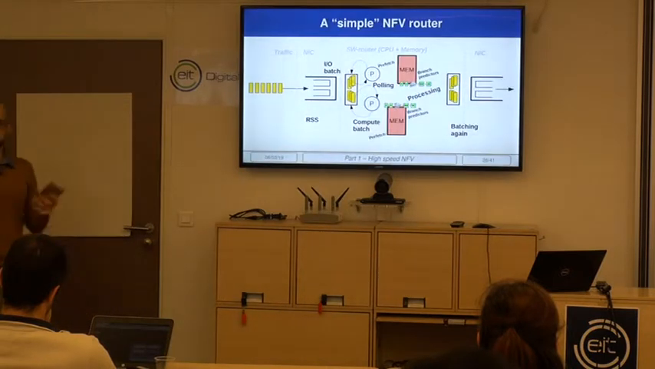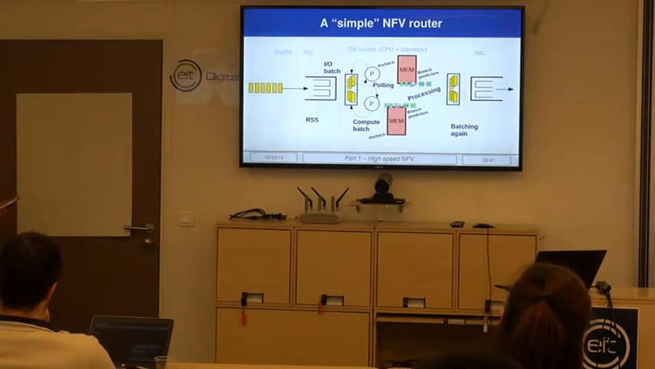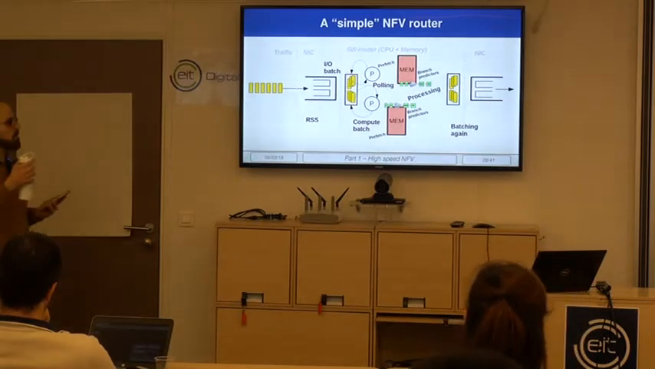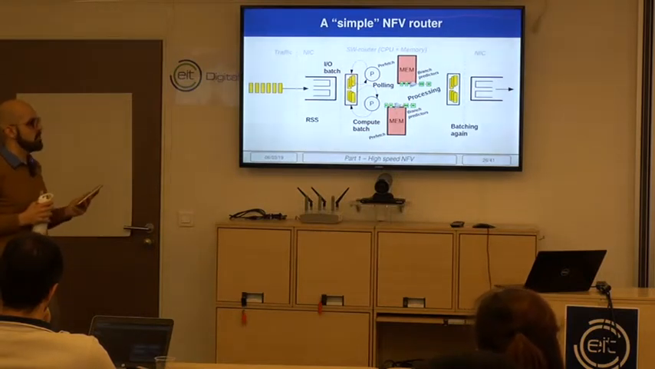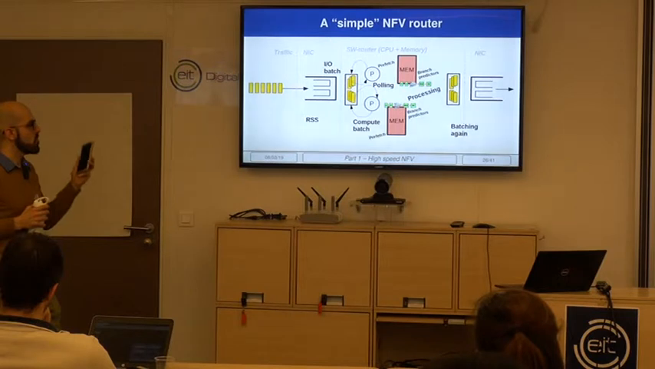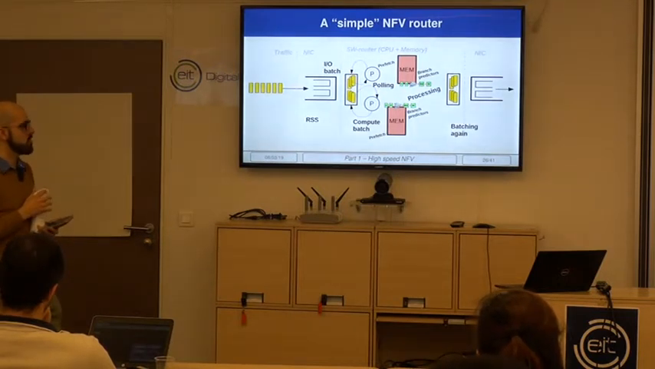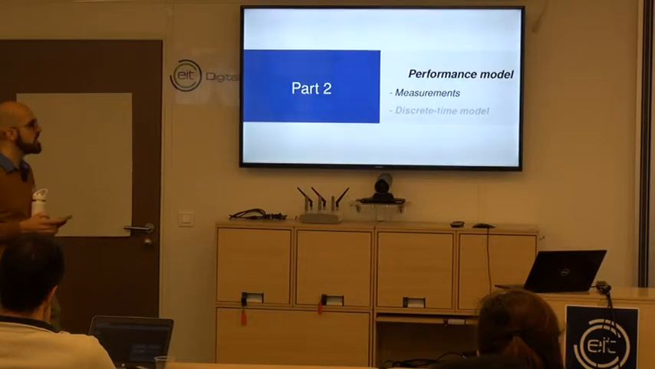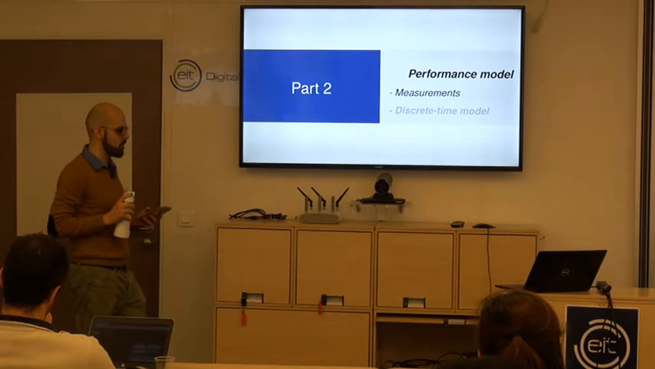So, the takeaway of this part is that this is an example of a simple NFV router. We have multiple components, with multiple processing operations occurring at the same time. So our challenge is to have a precise model of such an architecture. And this is what I am going to present right now in this second part of the talk.